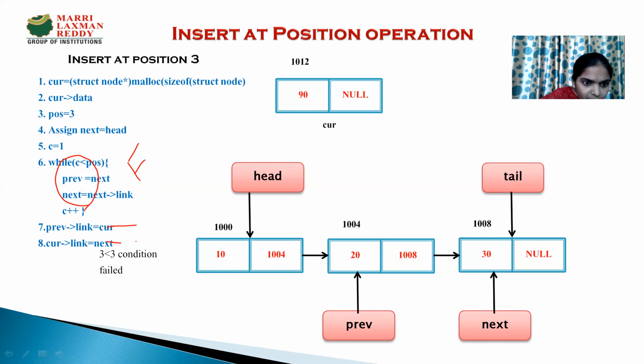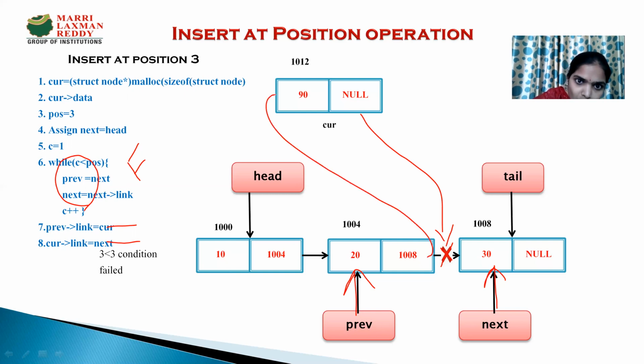Now the previous node is at this place and the next node is at this place. Now I want to insert the node at this position. So for linking, if I want to insert the node here, what should I do? I have to link this node to this node and this node to this node. For that, I store the 1012 address here. So automatically this link gets created.